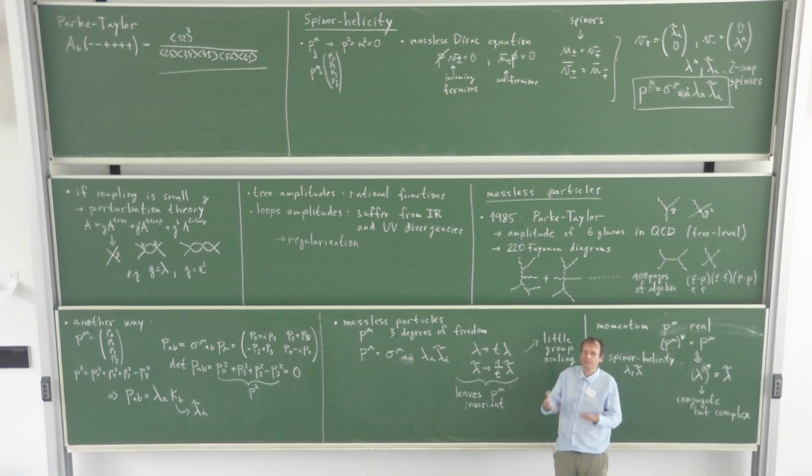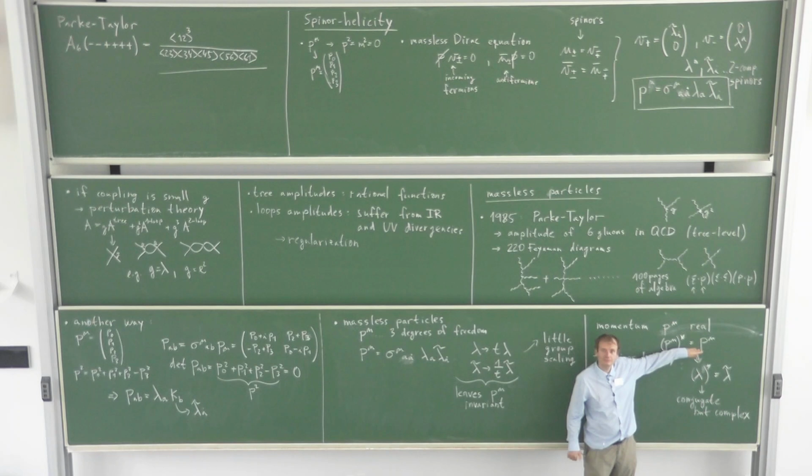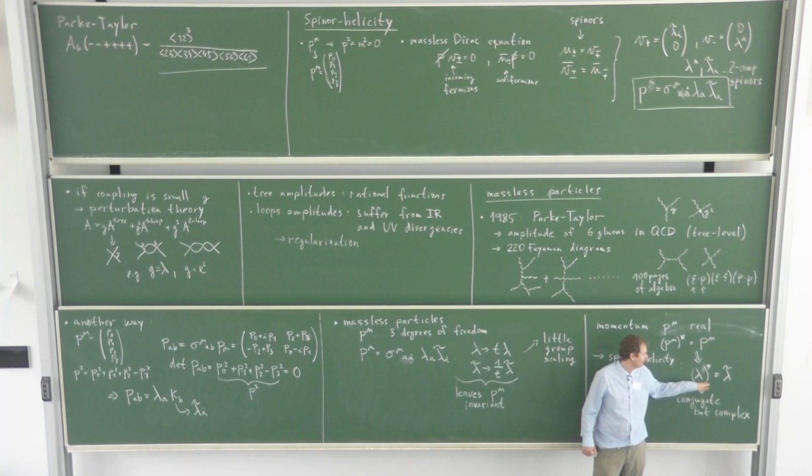However, in quantum field theory, if you want to describe the scattering of particles, momenta are real. So the question here is what is the implication of the reality of the momentum on lambda, lambda tilde? Now, a naive implication might be that lambda, lambda tilde are real, but that's not true. They are not real. However, they are complex conjugate. So that's the implication of having a real momentum.